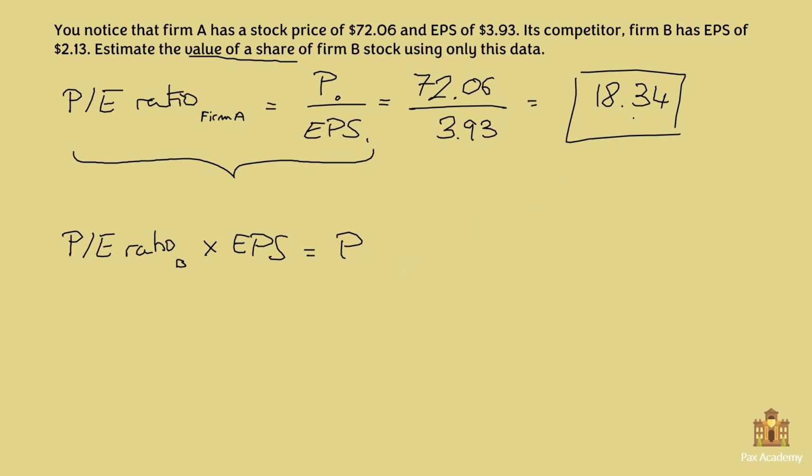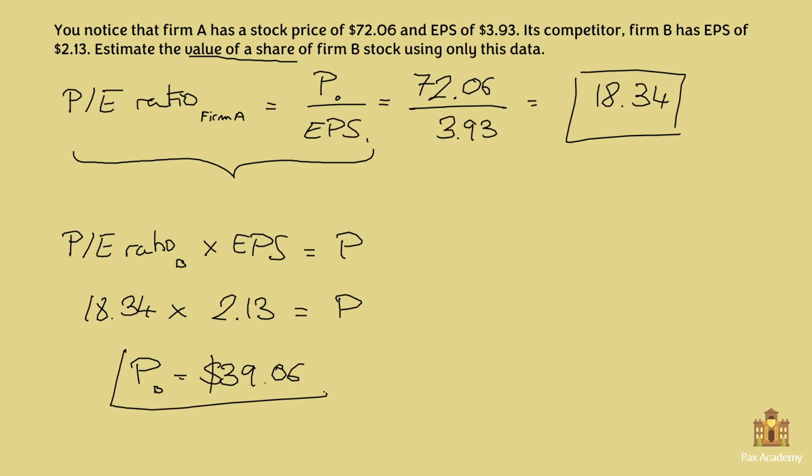Excellent. So we know the PE ratio, which is 18.34. And they also give us the EPS of firm B, which is 2.13. So we plug in the numbers. And finally, if we plug this in the calculator, we should get that the price of a share of firm B is equal to 39.06. Excellent. And so that's how you estimate the value of a share of firm B, okay? Using this information only.